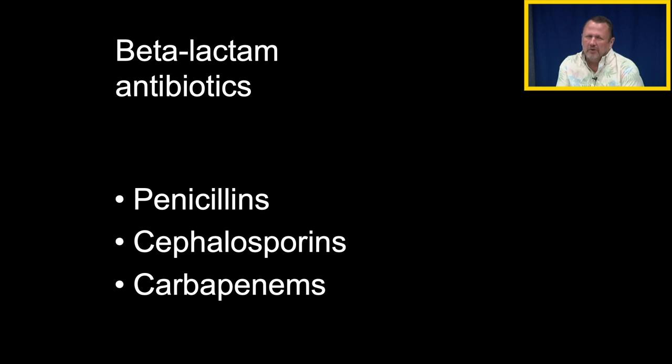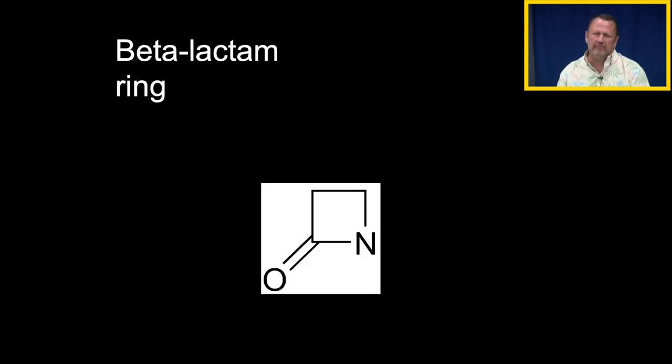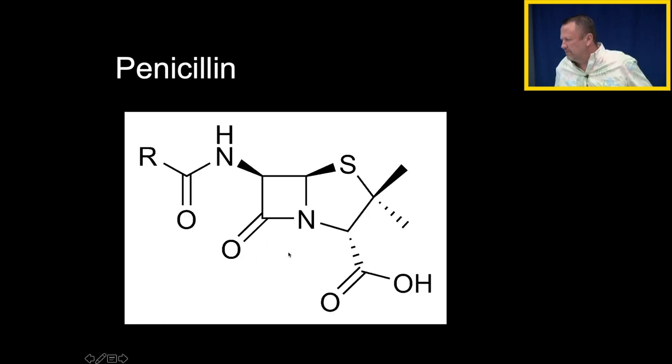All right, so back to our regularly scheduled program. I want you to know that the penicillins, which come from mold, the cephalosporins, cephalo-head sporins, as in fungus, these mushrooms made the cephalosporins, and then the carbapenems are all beta-lactam antibiotics. That's because of that beta-lactam ring right there. Penicillin has a beta-lactam ring in it. That's where beta-lactam comes from.